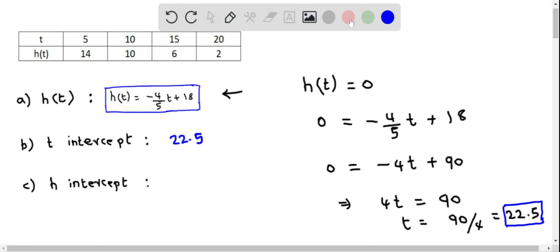And then in part C, we have to answer the h-intercept. The h-intercept is basically the y-intercept of this equation. We have already determined that 18 is the y-intercept. Therefore, the h-intercept is 18.